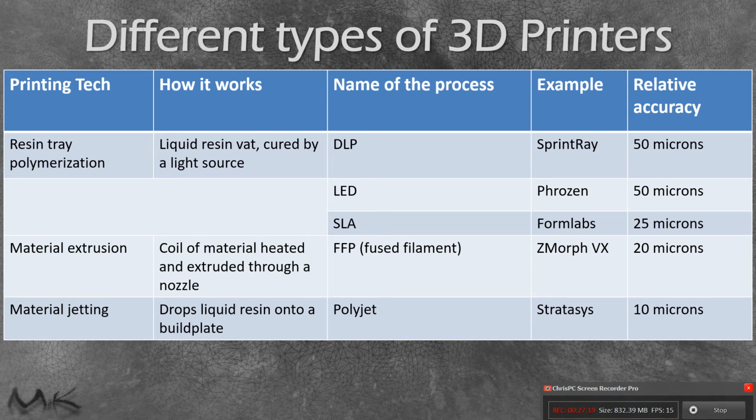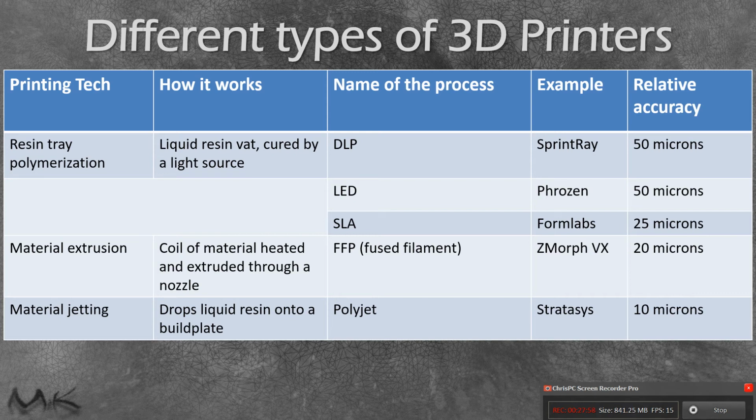We also have material extrusion printers, which is what we call a fused filament printer. These typically have a coil of material heated and extruded through a nozzle. This is what a lot of people think about when they think of 3D printers, because this is one of the cheap hobby printers that you can buy on the market. They can actually be one of the most accurate printers too, if you spend the money and get the right 3D printer. And then we have material jetting printers, where they use little drops of liquid onto a build plate, almost like an inkjet printer that we would find on our desktop for just printing some documents. This is something called a polyjet type of printer.